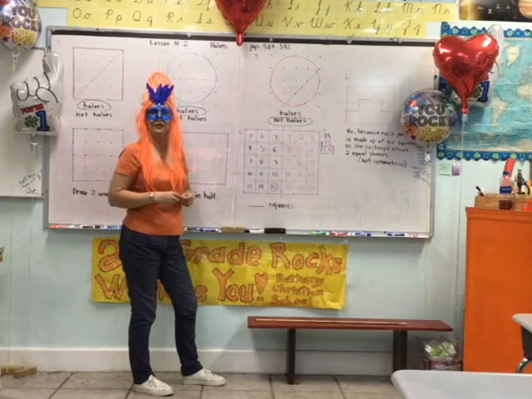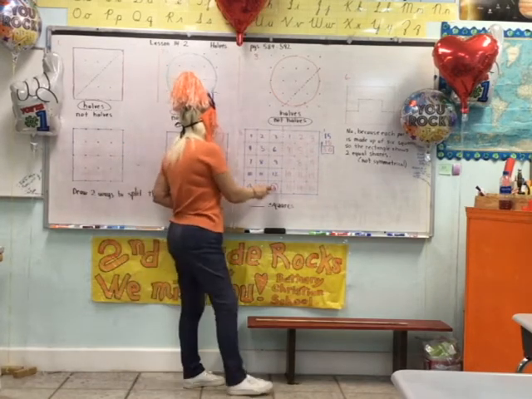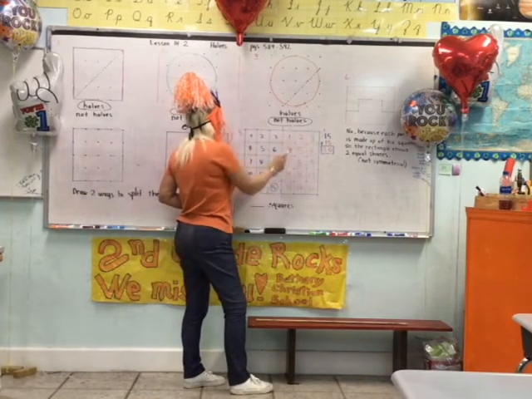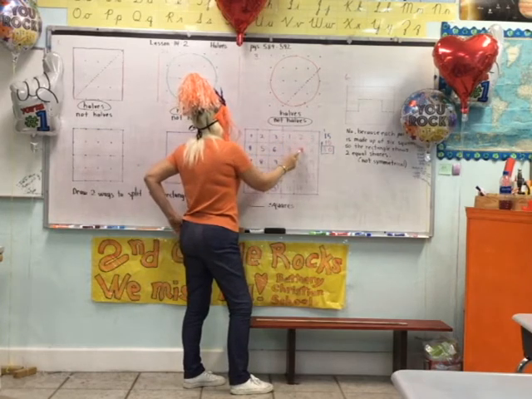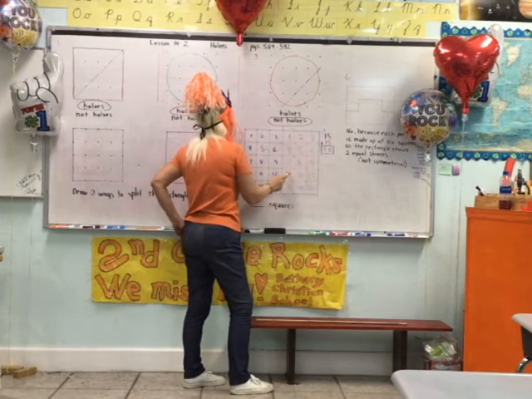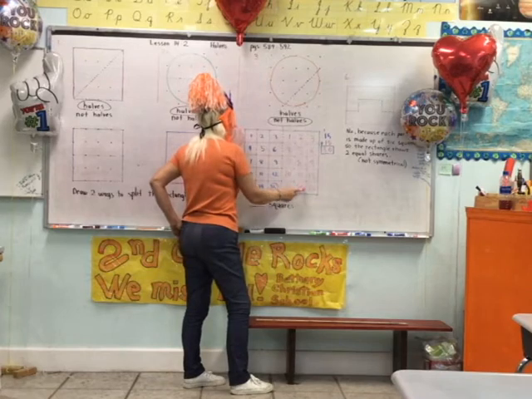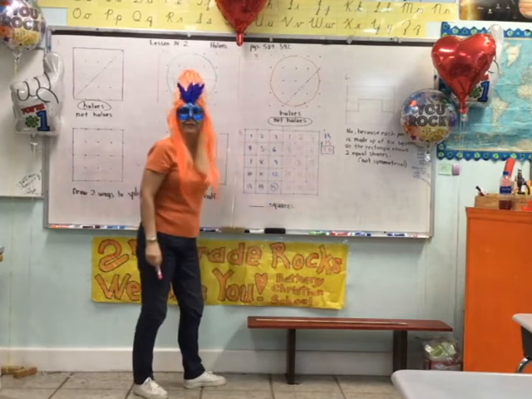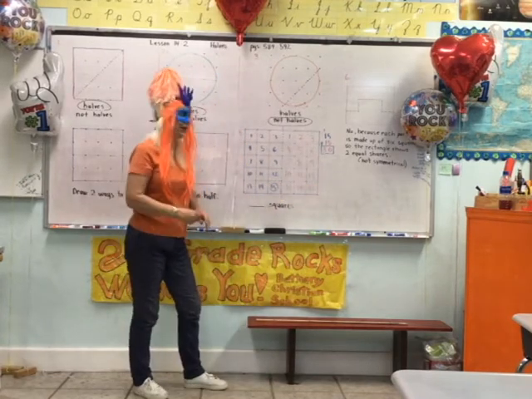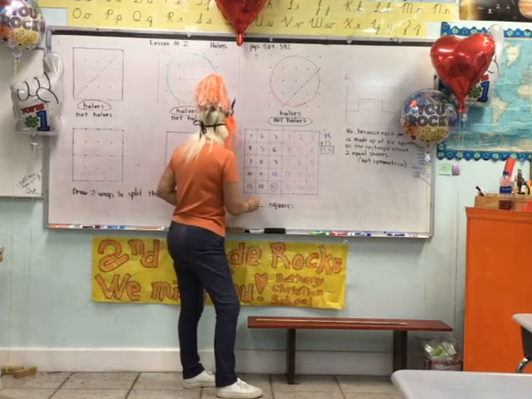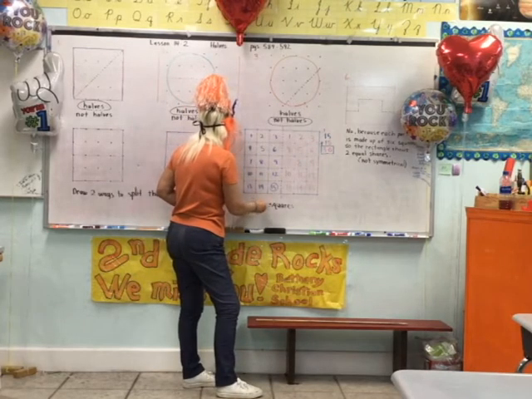Now let's count it together and see if it is 30. We know this is 15, so we don't have to count all this. 16, 17, 18, 19, 20, 21, 22, 23, 24, 25, 26, 27, 28, 29, 30. So we were right. Super job. So you have 30 squares.